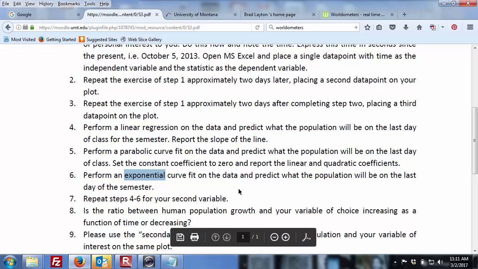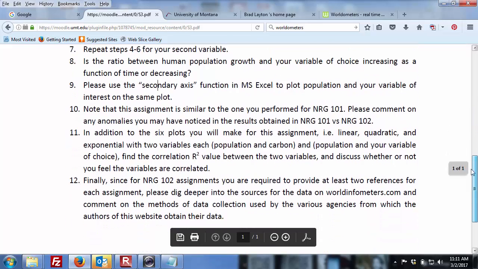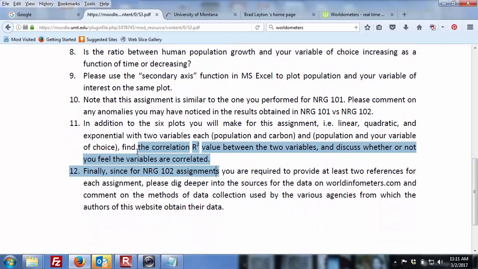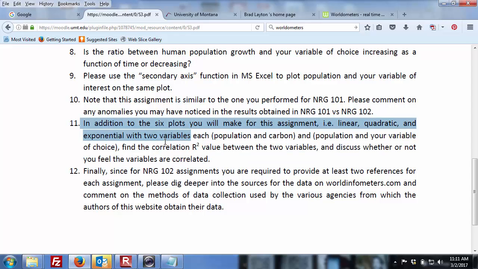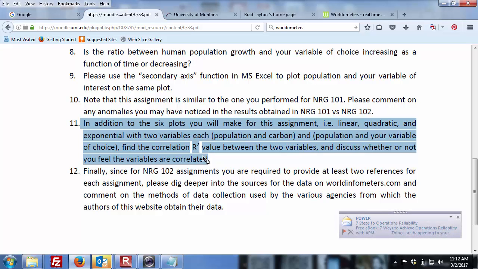Again, you're going to use the primary and the secondary axes. One of the two differences is that you're going to calculate the R squared value. Once you've got your data, what I strongly recommend, if you feel confident about your 101 work, is to save your work, start a fresh spreadsheet, and just plug in fresh numbers, because you've already done the plotting. No reason to build those plots again. Just plug in the fresh numbers, and you'll calculate the R-squared value.